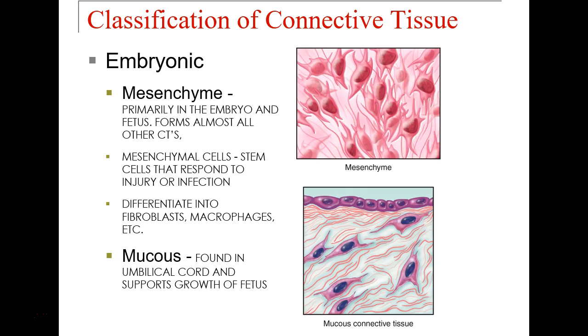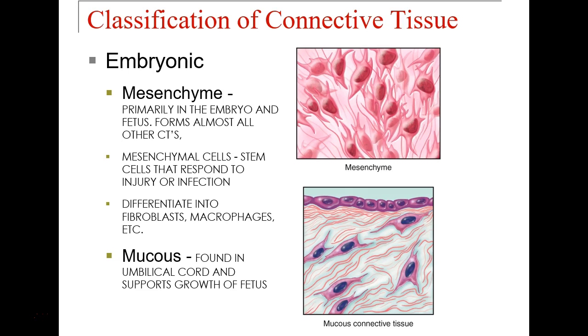So we have embryonic connective tissue and mature connective tissue. The two embryonic types are mesenchyme and mucus. As you can see, mucus is found in the umbilical cord and is supporting the growth of the fetus. After that, we don't see it anymore.